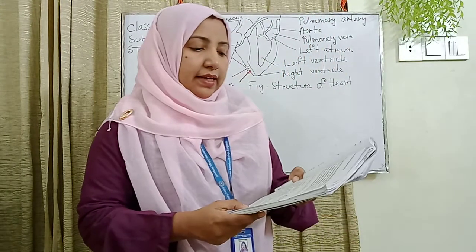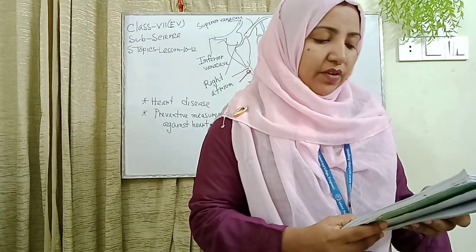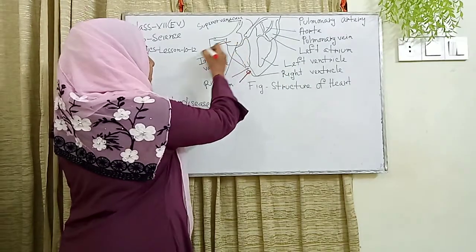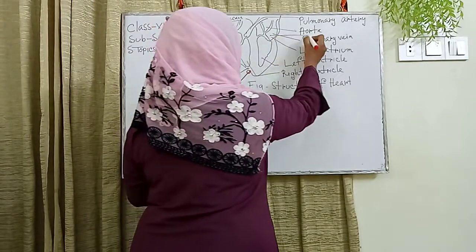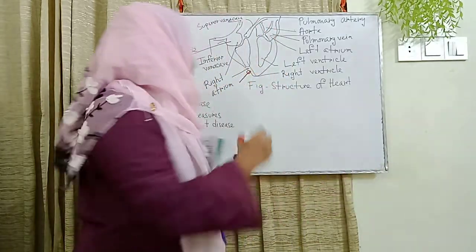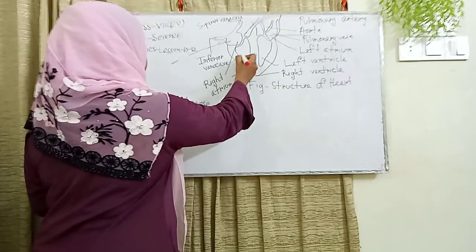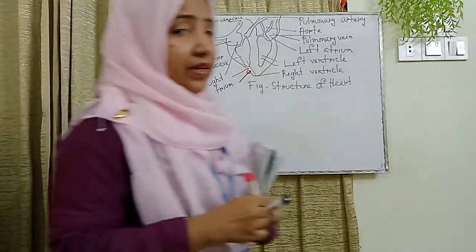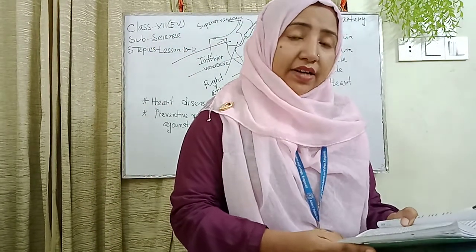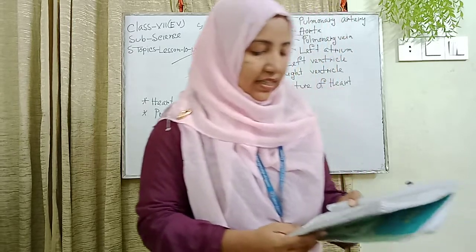Everyone see the books: the heart is a four-chambered hollow organ. The upper two chambers of the heart are the right and left atrium. Here this structure is the right atrium, and this is the left atrium. Everyone see the board: right atrium and left atrium, two chambers. Third is the right ventricle, and fourth is the left ventricle. The upper two chambers are the right and left atrium, and the lower two chambers are the right and left ventricles.